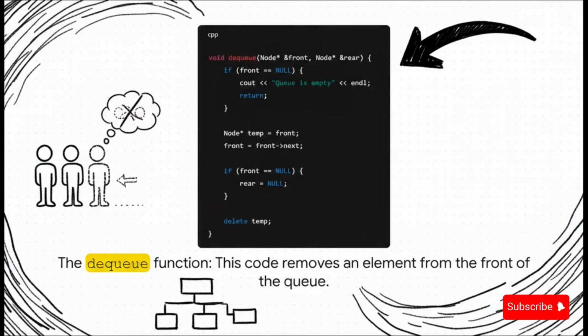Okay, so we've added people to the line. What about serving them? That's dequeue. This function's job is to remove the person at the very front. You can see the code checks if there's anyone to serve, and then it's very careful about how it rewires those pointers before letting the old node go.